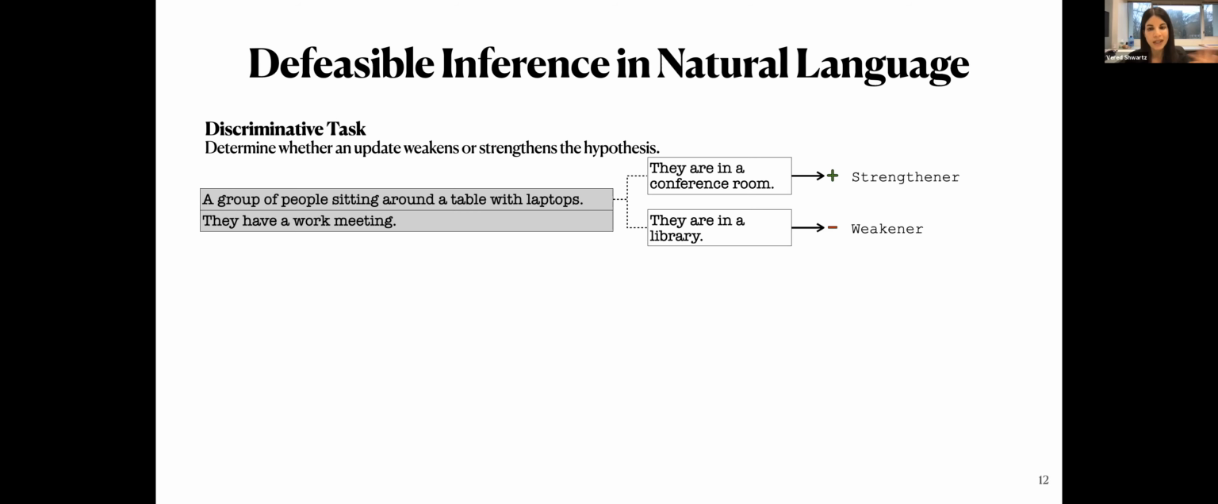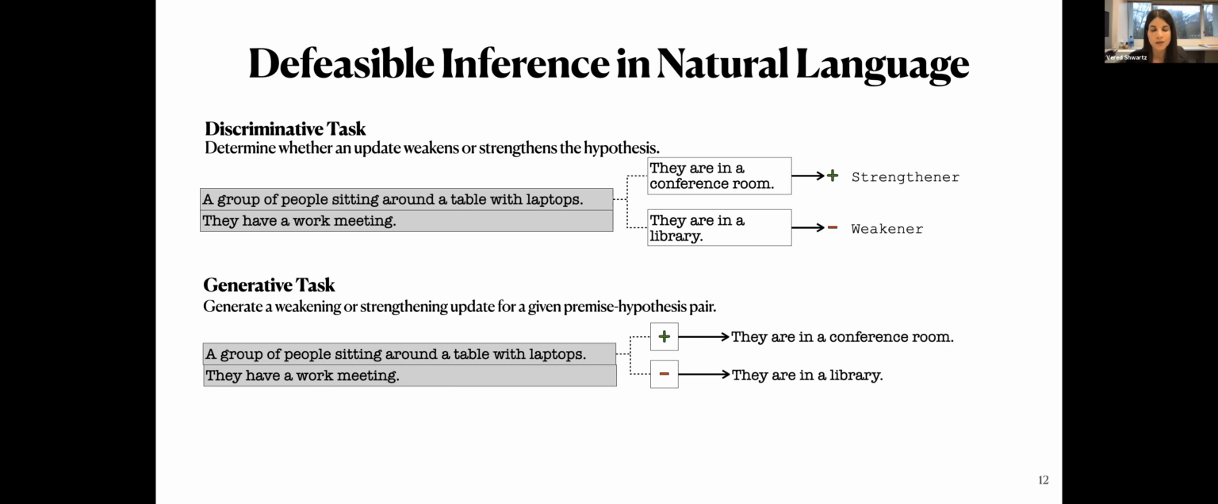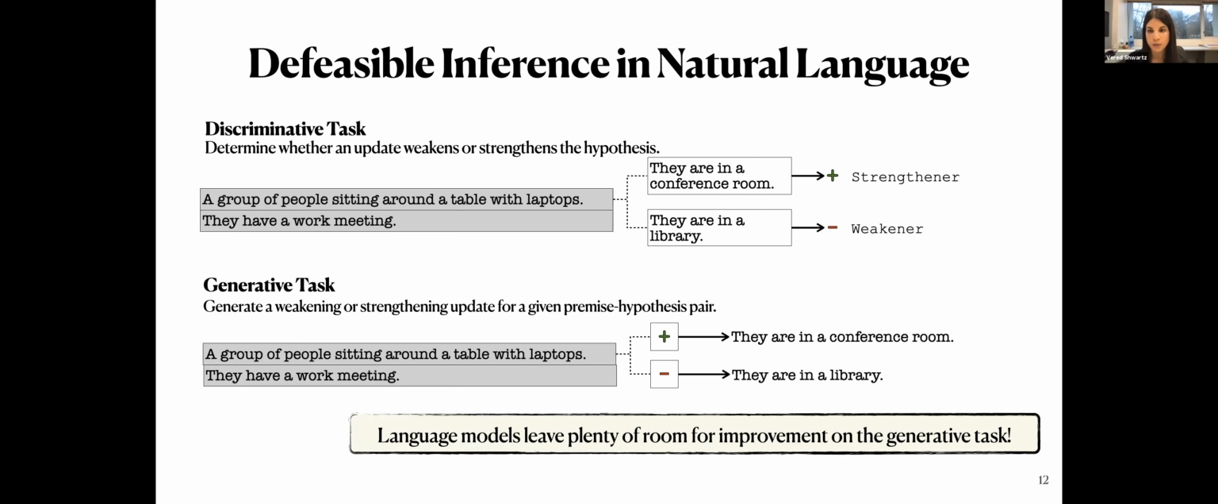So that's the less interesting task that we worked on. The more challenging one was the generative task. Here the model was given the premise and the hypothesis, and was required to generate either a weakening sentence or a strengthening sentence. This was much more challenging, and the best model achieved about 60% accuracy, as opposed to more than 80% accuracy that humans got on this task. So there's plenty of room for improvement on this task.